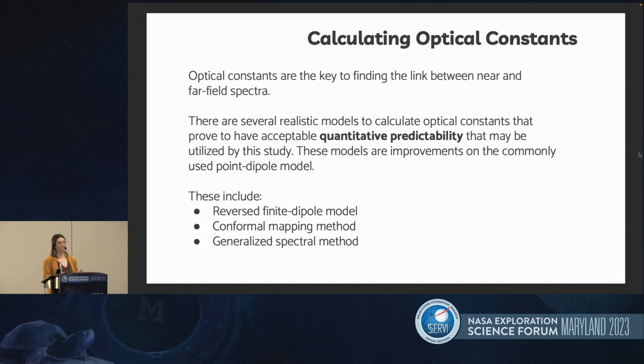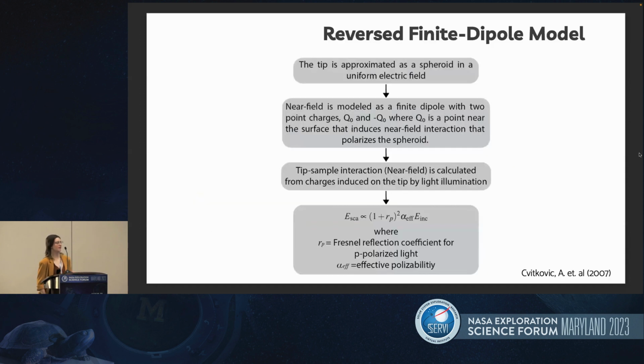So reviewing several possible methods to calculate optical constants, we have chosen 3 possible methods to dive into, one of which we have begun developing and I'd like to show today. The other 2 are hopefully going to be worked on in the near future so that we can compare the optical constants and try to find this link between the near and far field data. So those are the reversed finite-dipole model, a conformal mapping method, and a generalized spectral method. The reverse finite dipole model is what I have to share with you today.